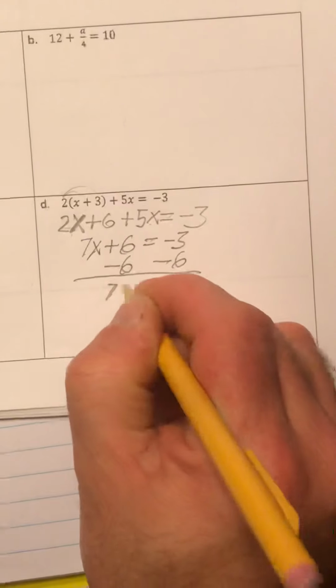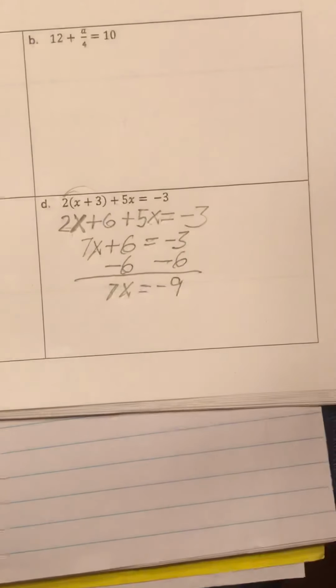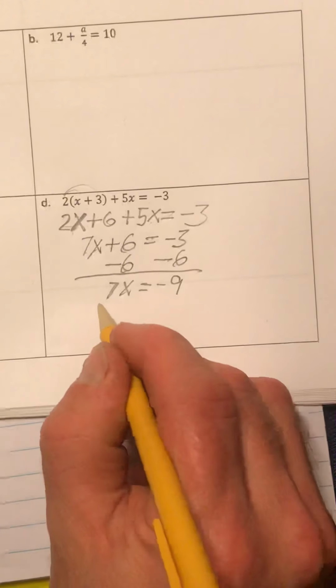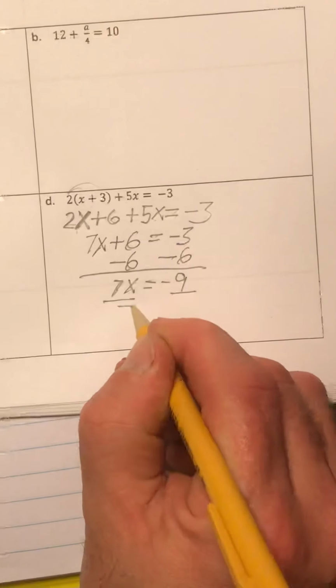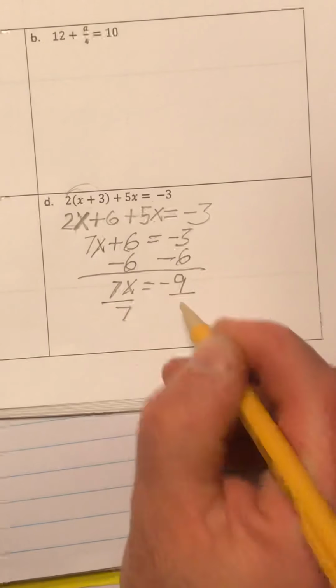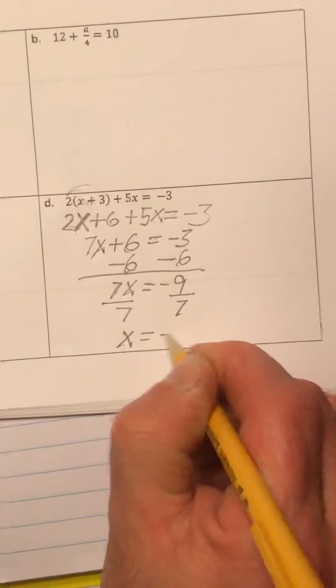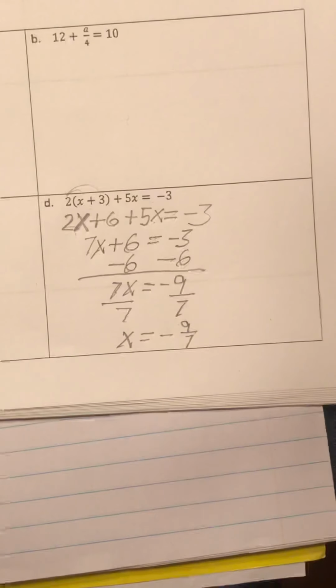7x is equal to negative 9. The last step, the last thing I want to do is I want to divide both sides by 7. And so x is equal to negative 9 over 7. Okay, and I'm going to leave that in fraction form.